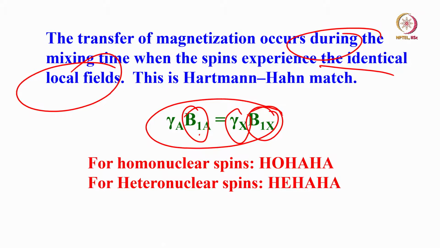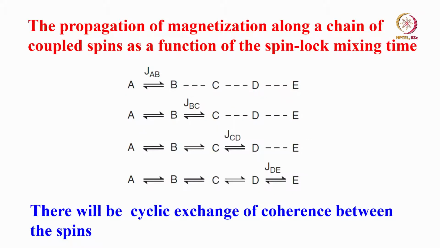This can happen for both the homonuclear case and the heteronuclear case. If the Hartmann-Hahn polarization transfer takes place between like spins, it is called homonuclear Hartmann-Hahn, HOHAHA. If it is between heteronuclear spins, it is called HEHAHA, heteronuclear Hartmann-Hahn match. So you can do it for both cases. The propagation of magnetization along a chain of coupled spins as a function of spin lock you can explain like this. Let us say A is coupled to B. It goes forward and also comes back simultaneously. It is bidirectional.